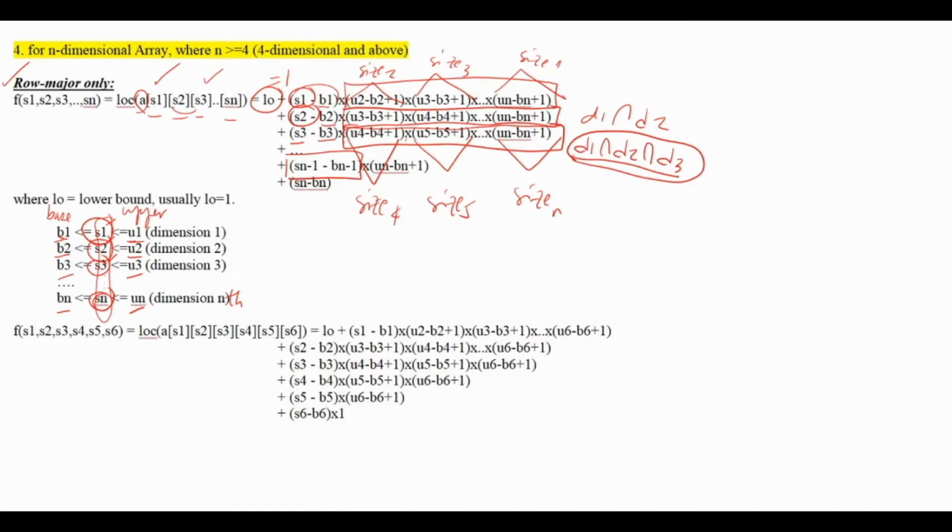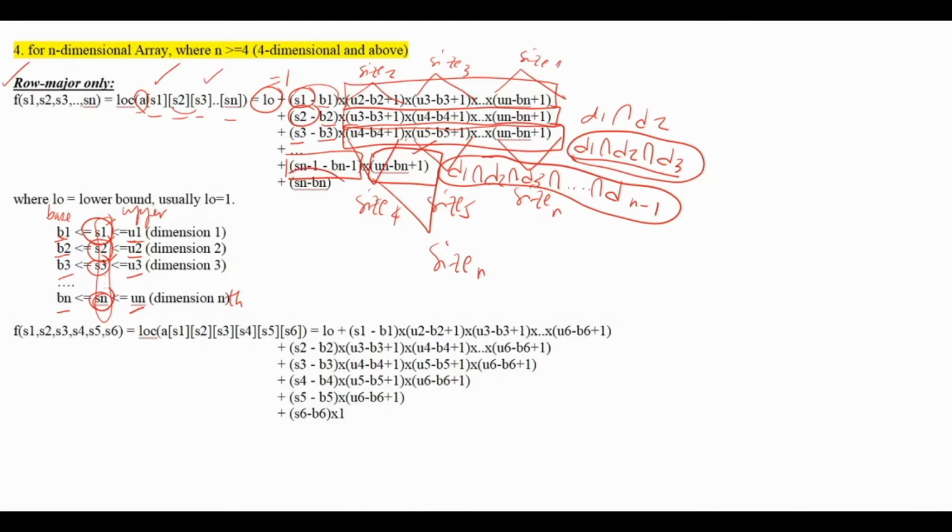The second to the last index, which is S sub n minus 1, minus the base of that, which is B sub n minus 1. And we multiply it with the total number of elements in the intersection of dimension 1, dimension 2, dimension 3, up to dimension n minus 1. So for the intersection of that, you count how many elements there are. That is that value, which is the size of the nth dimension.